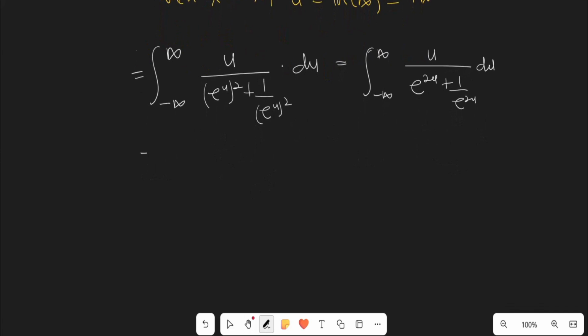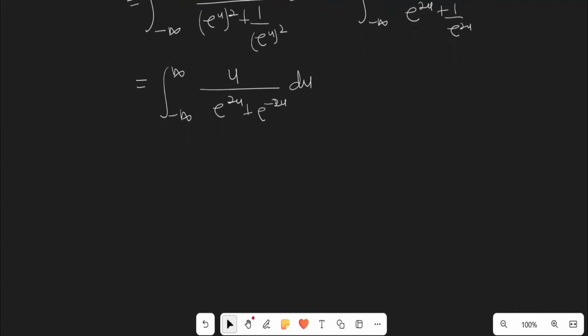This simplifies to the integral from negative infinity to positive infinity of u all over e to the 2u plus e to the negative 2u, du. So how can you evaluate this integral now? The integral of u divided by e to the 2u plus e to the negative 2u.